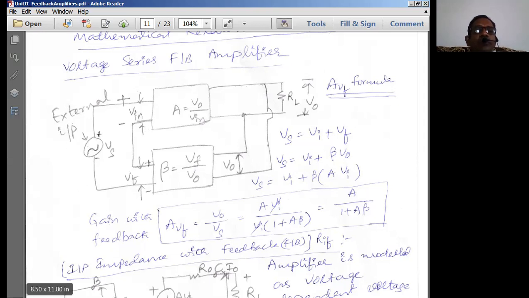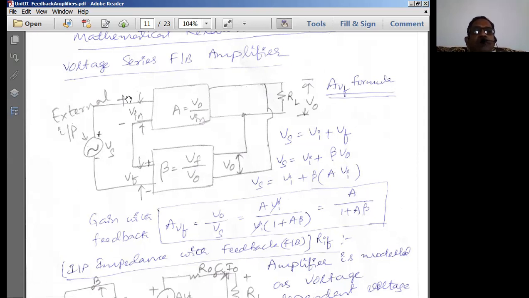So by doing so, we will be getting a series mixing type of connection at the input side. So this is going to be the overall diagram we're going to have. And this Vs is nothing but the external input source. Vf is the output voltage of the feedback network. V naught is the input voltage of the feedback network, and the overall output of the amplifier is definitely V naught across the output terminals, and Vi is the terminal input voltage of the amplifier circuit.